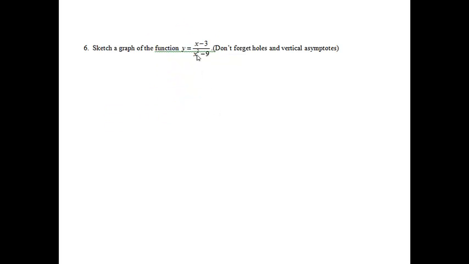Sketch a graph of the function y equals (x minus 3) over (x squared minus 9). Don't forget holes and asymptotes. We can use our calculator to graph this, but we do want to investigate it first. And we actually had a problem like this just the problem before.